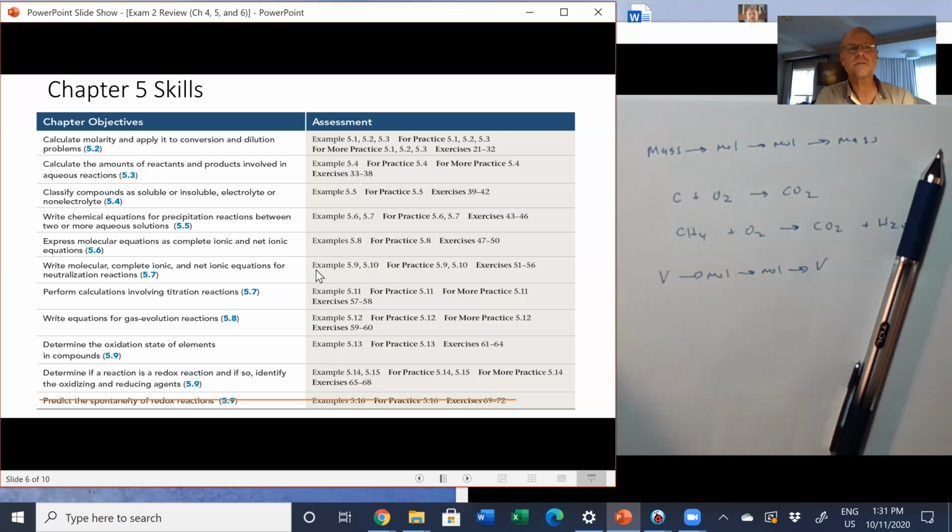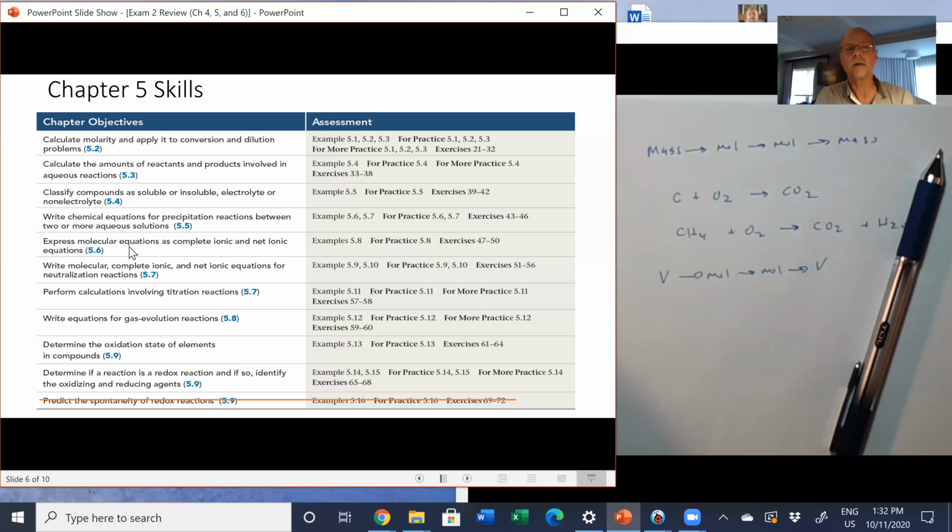Here's a list of skills for this chapter, right? Calculate molarity, apply it to conversion and dilution. Calculate the amounts of reactants and products involved in aqueous reactions, right? So basically reaction stoichiometry in solution. Know the solubility rules and be able to classify compounds as soluble and insoluble, electrolyte or non-electrolyte. Be able to write chemical equations for precipitation reactions between two or more aqueous solutions.